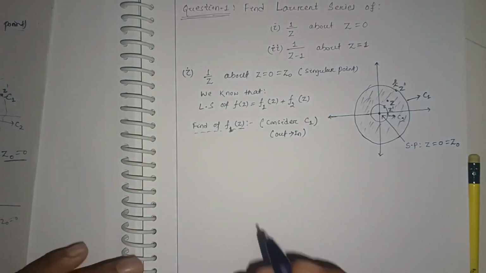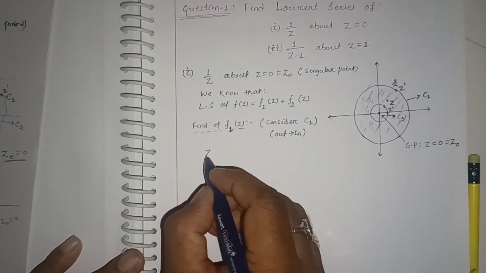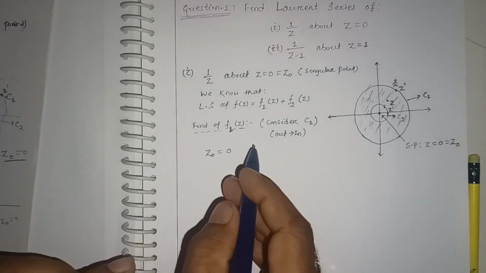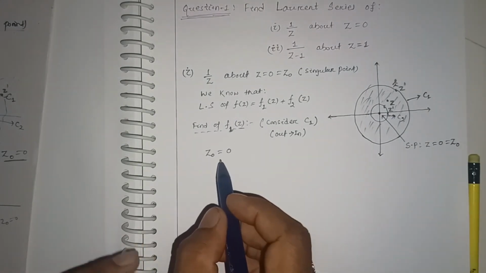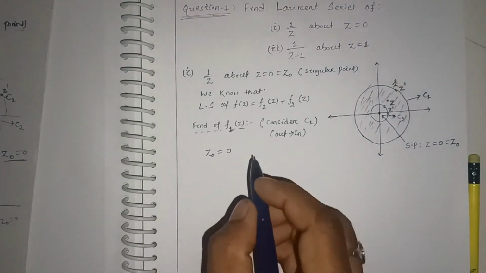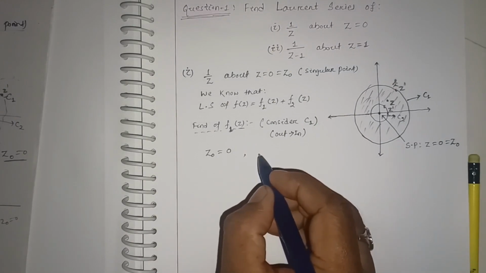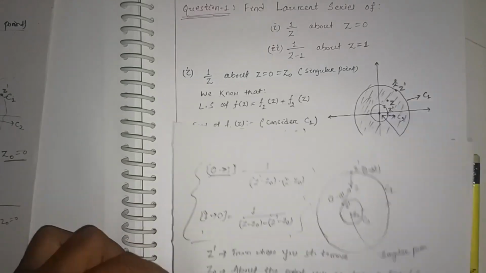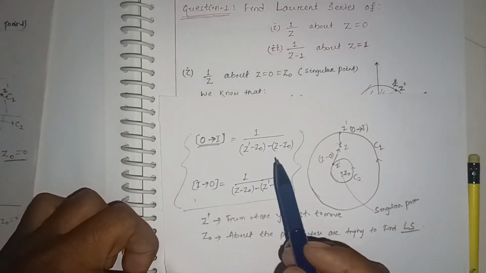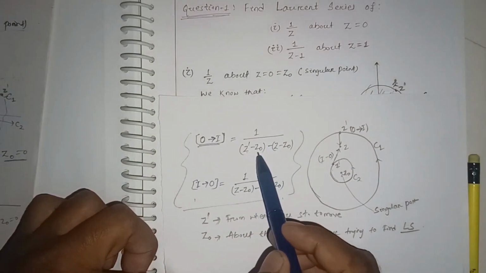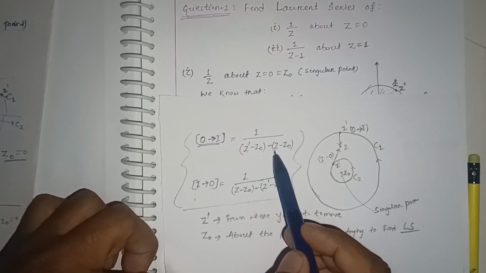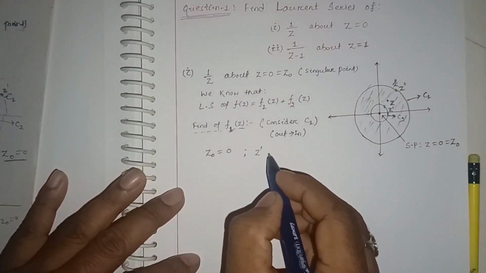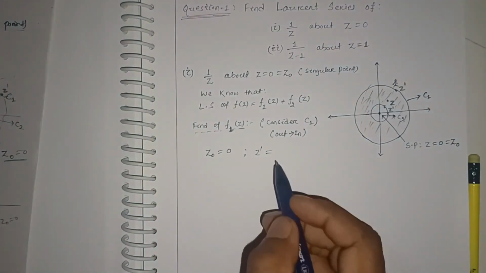Now for this case z0 is 0. About z0 equal to 0 we need to find out the Laurent series. That means its corresponding singular point z0 is 0. To write the denominator for this case, out to in, we need z dash and z0. Z is arbitrary. So here z0 is 0. What will be the z dash? You just think, what will be the z dash?